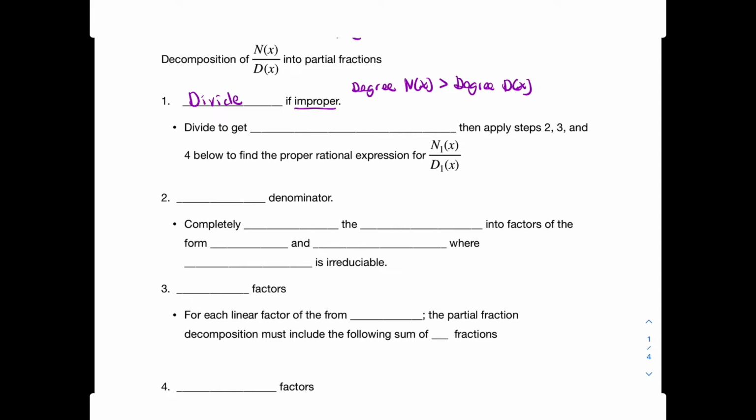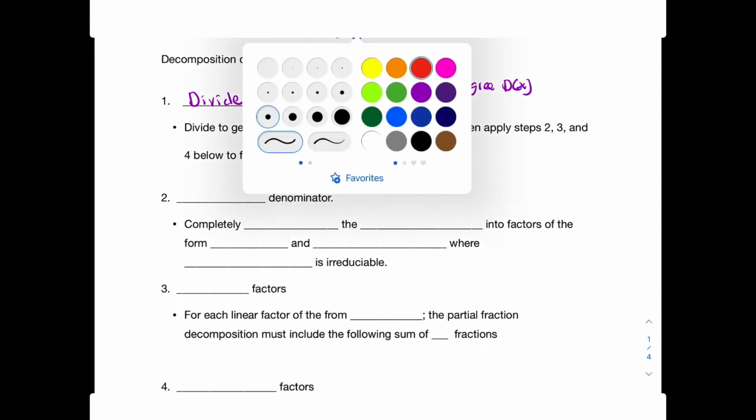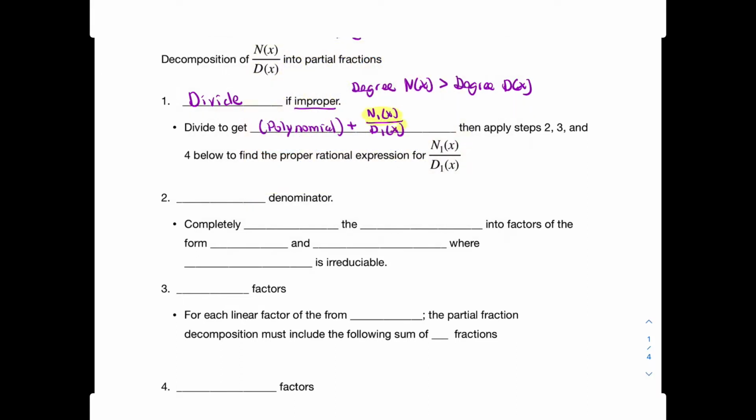So we'd divide to get your polynomial, plus the remainder, which I'm going to call N sub 1 of x, our new numerator, over our original denominator, which I'll call D sub 1 of x. And that new fraction is what we're going to apply the partial fraction decomposition process to.